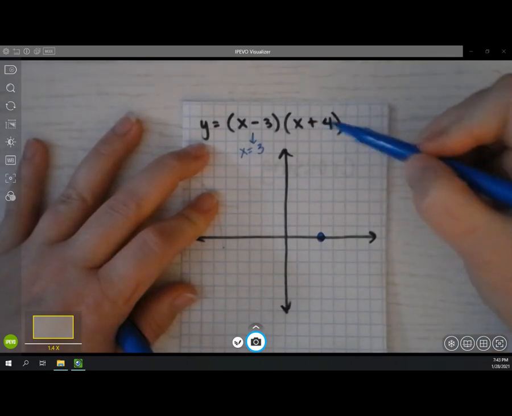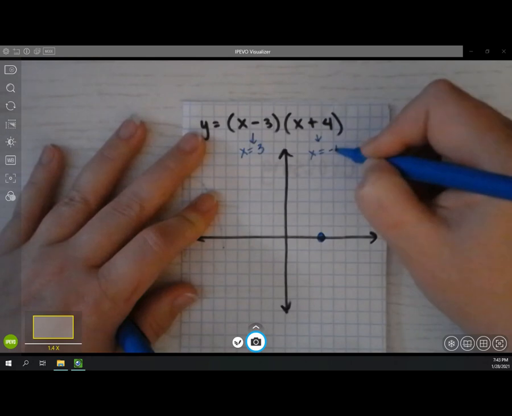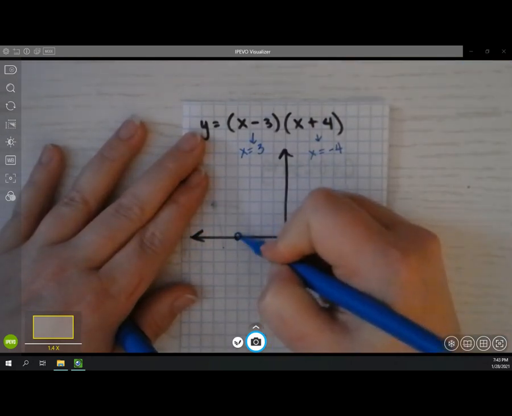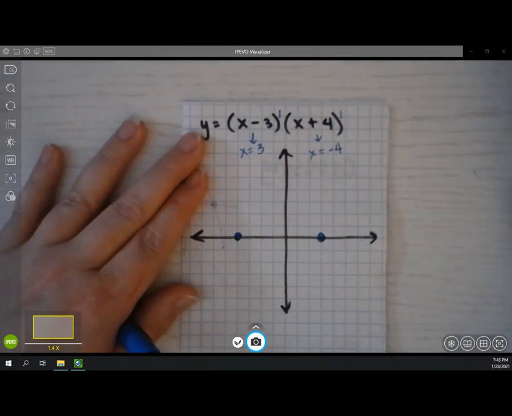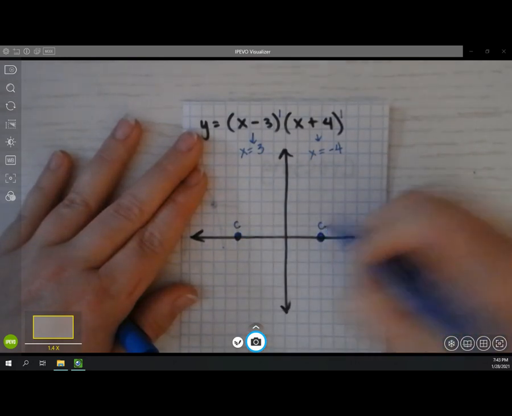Now let's look at x plus 4. When I find the solution to that, I get x equals negative 4. 1, 2, 3, 4. They both have an exponent of 1, which means they're both going to be crossing points.